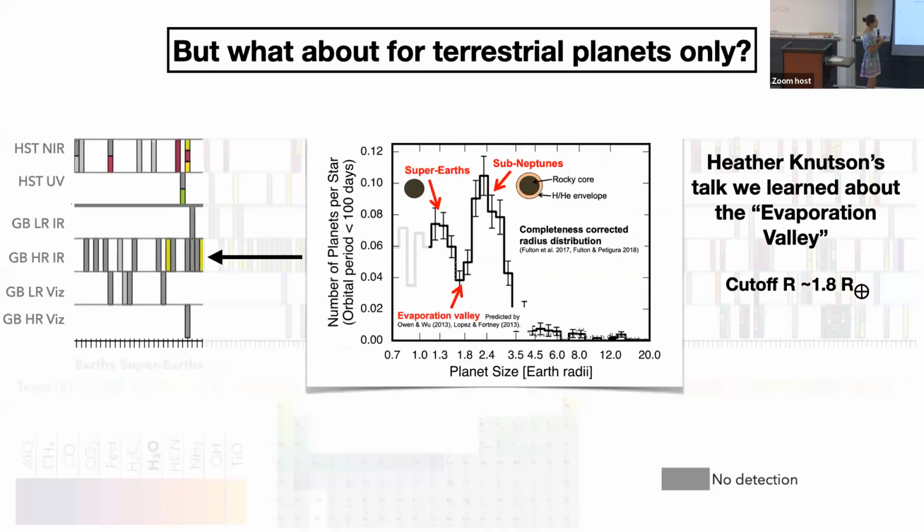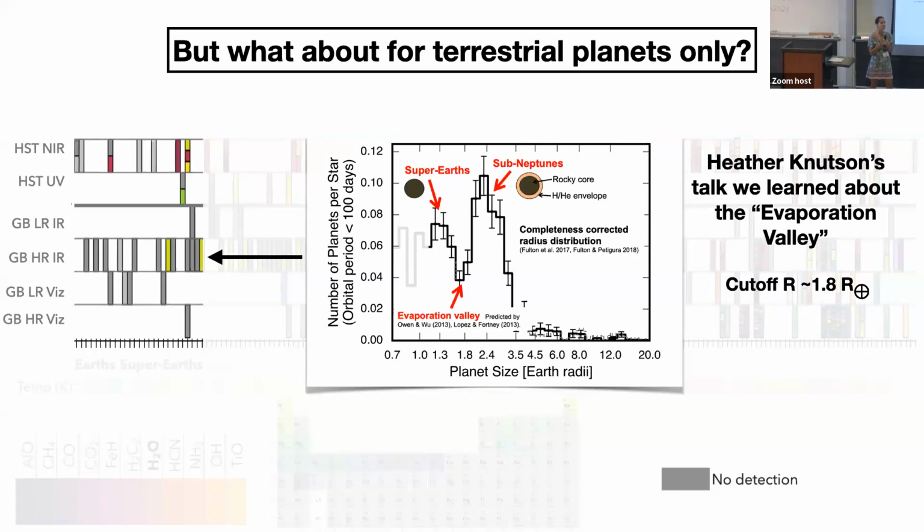On Monday, you all learned from Heather Knutson's talk about the evaporation valley, this phenomenon in frequency space that happens where you get a peak in frequency that we sort of refer to as the super Earths, around this 1.5 Earth radius range, followed by a dip, which we refer to as the evaporation valley, and then another peak in frequency that signifies this subneptune population.